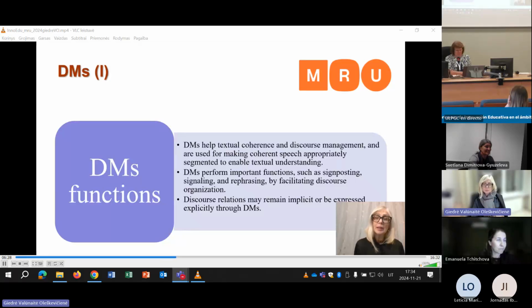So now a little bit about discourse markers. Discourse markers help textual coherence and discourse management, and are used for making coherent speech appropriately segmented to enable textual understanding. Discourse markers perform important functions such as signposting, signaling, and rephrasing by facilitating discourse organization. Discourse relations may remain implicit or be expressed explicitly through discourse markers.